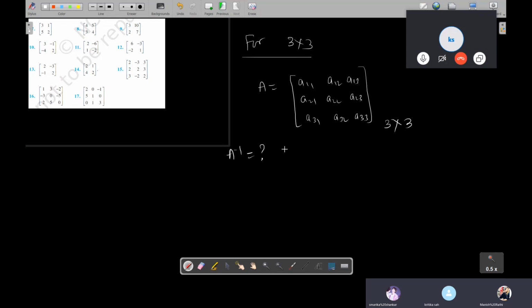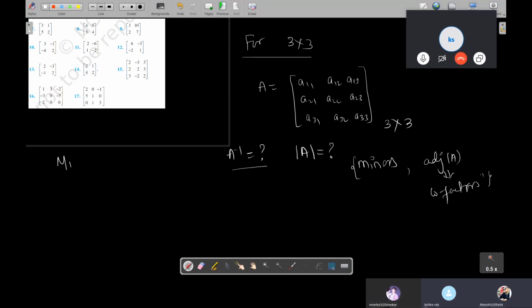So how will we do it? First you need to find the determinant. In order to find the determinant of A, you first need to know about minors. And in order to find A inverse, you need to find the adjoint. For the adjoint, you need to know cofactors. Let me explain what minors and cofactors are.